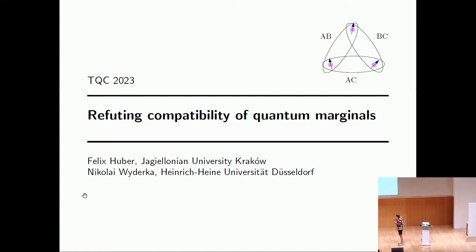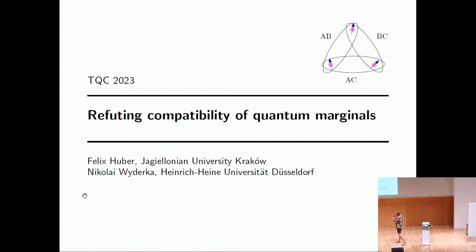It asks, given a set of quantum marginals, so reduced k-body reduced states, so reduced density matrices, when does there exist a joint quantum state? So here we have two very simple scenarios. On the left, we are given the marginals on subsystem A, on subsystem B, and on subsystem C. And of course, that state is always compatible by simply taking the tensor product of these three states.